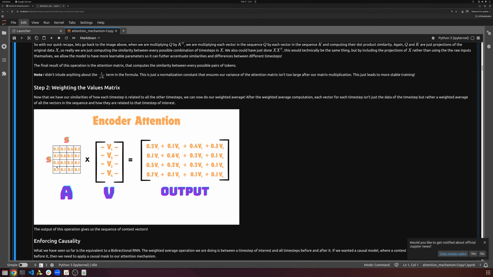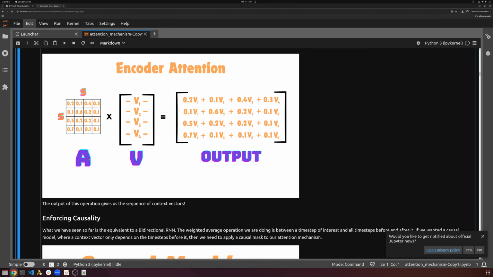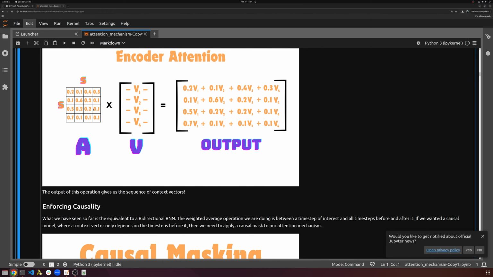So the third word is related 50% to the first word, 20% to the second word, 20% to itself, the third word, and 10% to the fourth word. Right? So let's make it a little bit bigger. So that's the relationship. But this means the third word can look at the fourth word. See how we're weighting it?